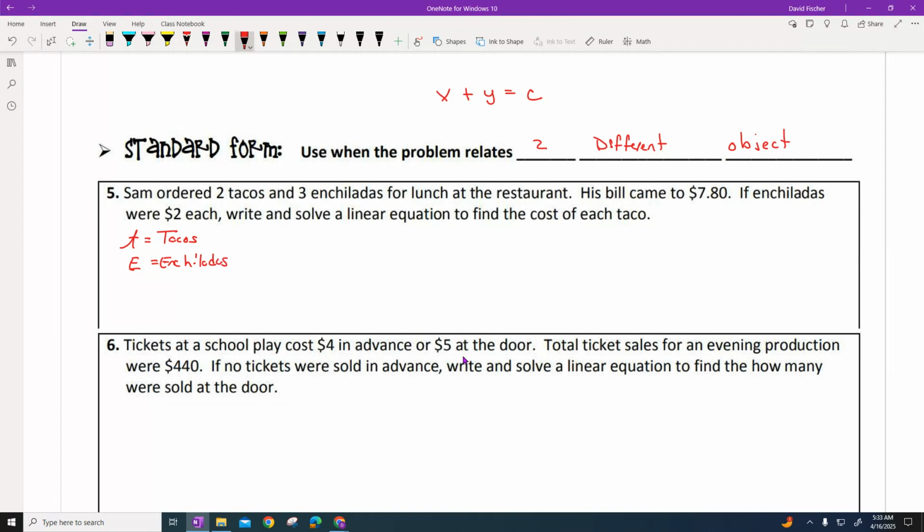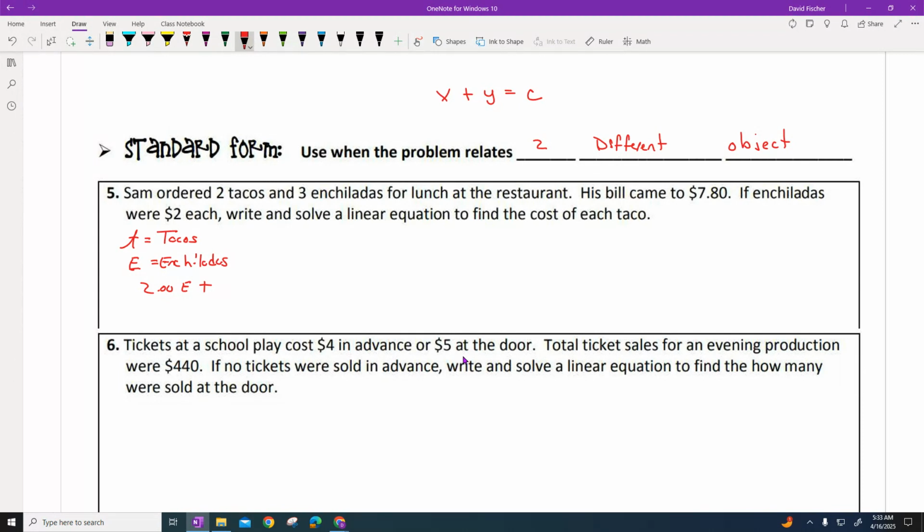Okay, so now I'm buying tacos and enchiladas. So his bill came to this. If enchiladas were $2 each, so now I want to start putting some numbers here so I can put it in standard form. So enchiladas were $2 each. I don't know how many enchiladas I bought, but if I bought one, it's going to be $2. 2, I bought $4. 3, $6. So the $2 goes with the enchiladas plus.